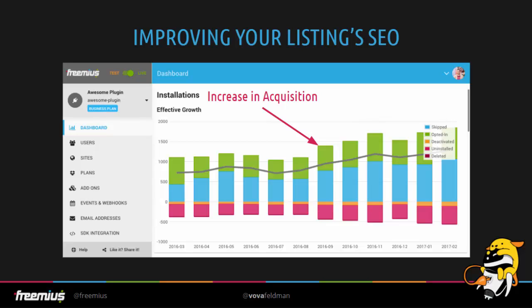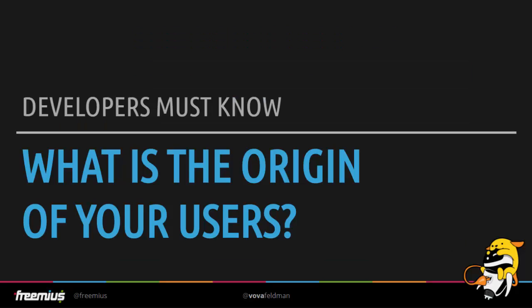On the other hand, you will also notice that the number of users that uninstalled the plugin also increased. And the reason for that is very simple. The developer didn't change anything in the product. Therefore, the abandon rate remained the same and relatively more users uninstalled the plugin. But overall, the effective growth was increased. If you don't track the acquisition and abandon rate, you basically can't know whether your SEO optimization is effective or not.